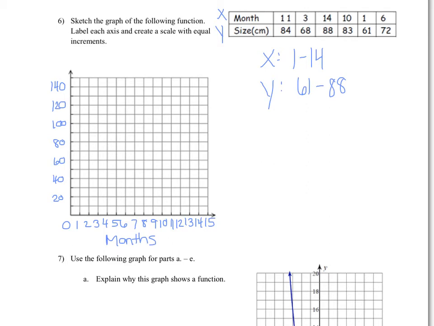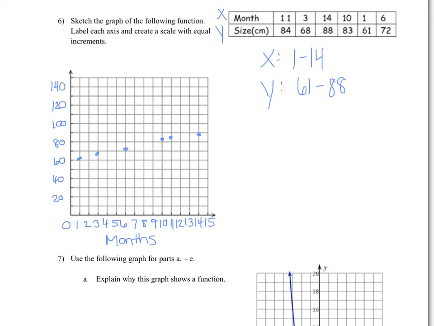So now I need to plot the points. Well, at month 11, we have 84. So we have 80, it's somewhere around there, 84. At month 3, we have 68, which is high up, close to 70. At 14, we have 88, which is high up, close to 90. At month 10, we have 83, which is lower, close to 80. At 1, we have 61, which is close to 60. And at 6, we have 72, which is close to 70.